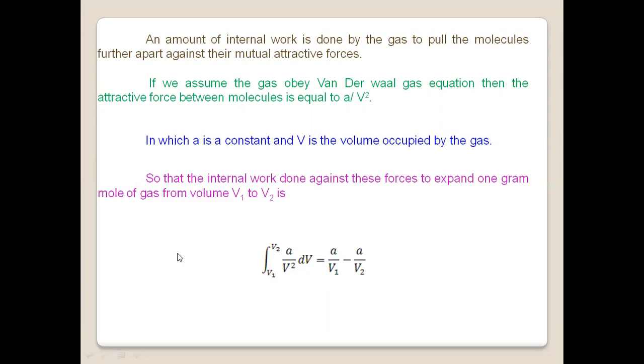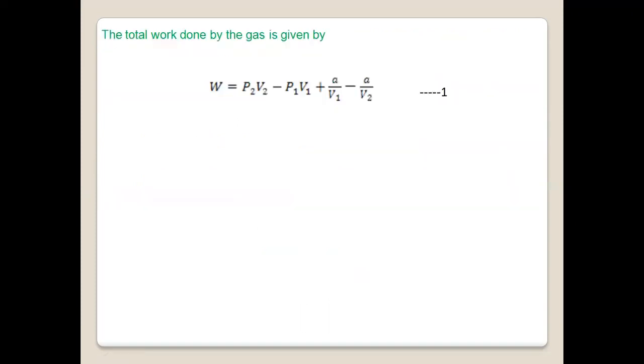Of course, A is constant, V is the volume occupied by the gas. The integration of dV by V square is minus 1 by V, we know. So that is A into (1 by V1 minus 1 by V2) after substituting the limits. Now the total work done by the gas is external work done plus internal work done. So the total work is, external work P2 V2 minus P1 V1, plus internal work A by V1 minus A by V2. Of course, this is taken as equation 1.